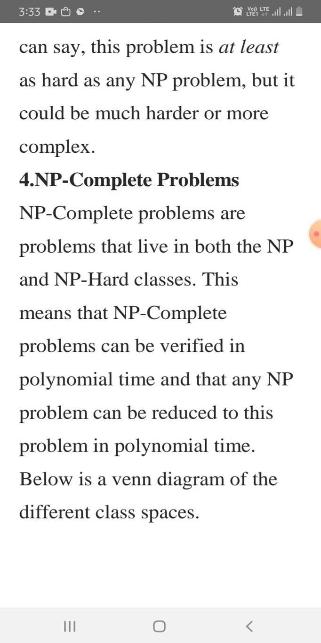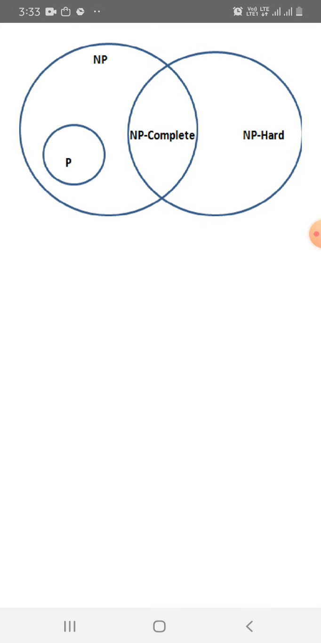Below is a Venn diagram of the different classes. In this Venn diagram, there are different classes. In the NP class, we can include P class, that means polynomial class, and NP hard is our next class. But at the intersection of NP class and NP hard class, we can achieve the class of NP complete. That means at the intersection of NP and NP hard, we can get NP complete class.